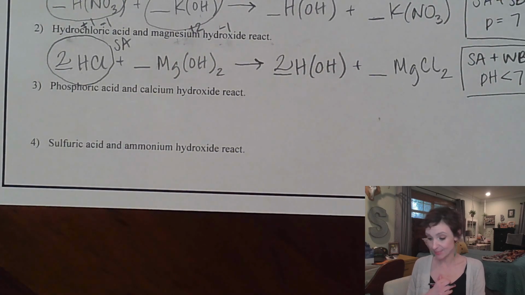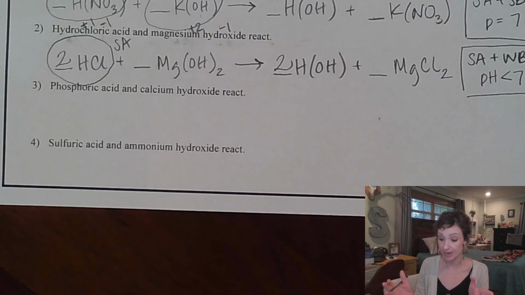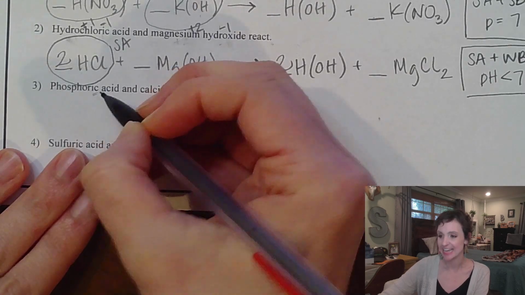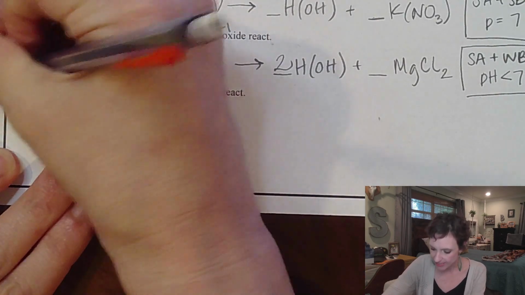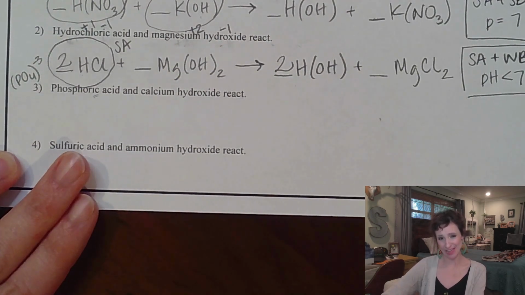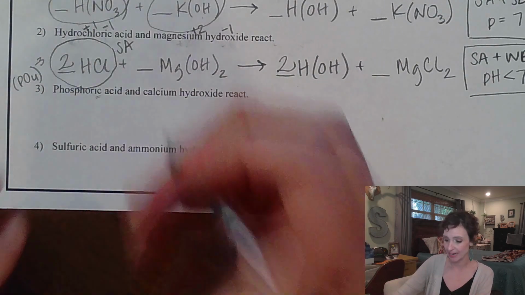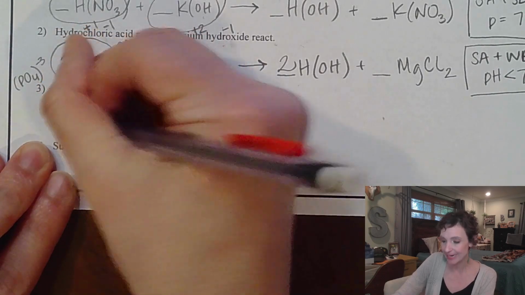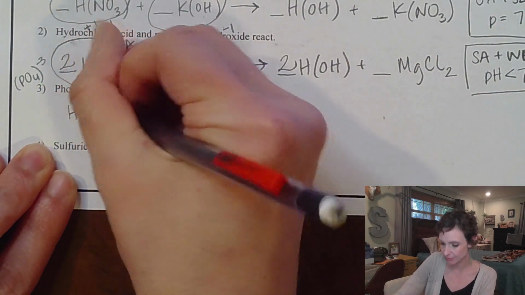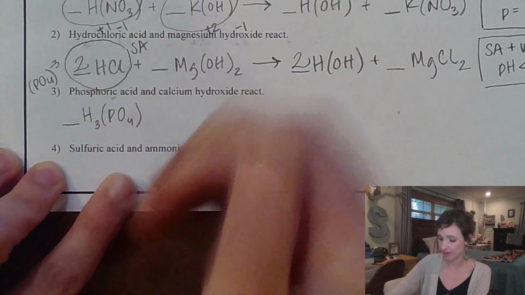Phosphoric acid and calcium hydroxide react. You're like, phosphoric acid? Well, it doesn't start with hydro, so I'm dealing with the polyatomic ion here. I'm dealing with the phosphate polyatomic ion because it's "ic". Phosphate is PO4 with a -3 charge. So that means when I figure out the ratio of the hydrogen to the phosphate in phosphoric acid, I'm going to need 3 hydrogens: H3PO4. Okay, so that's phosphoric acid.